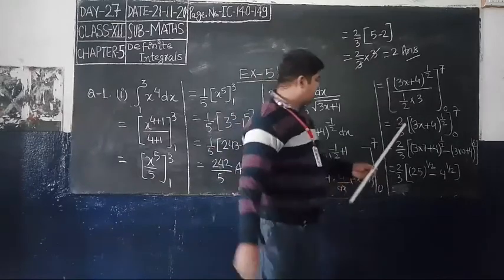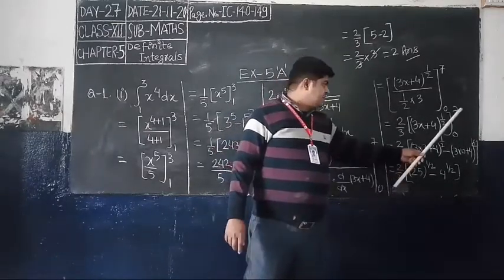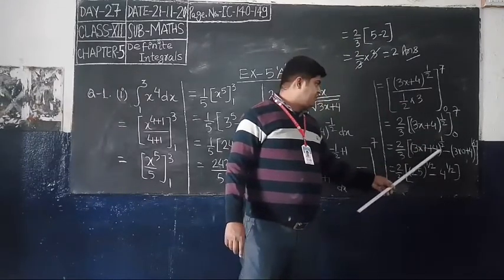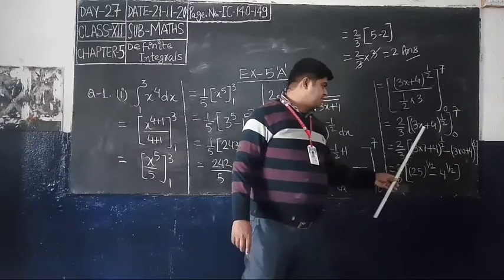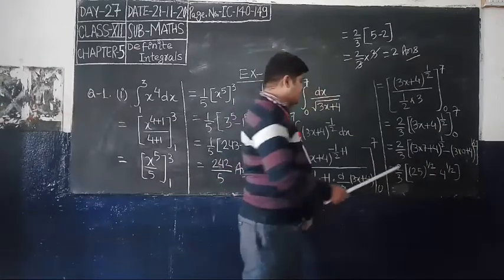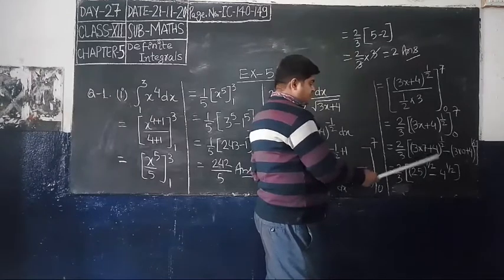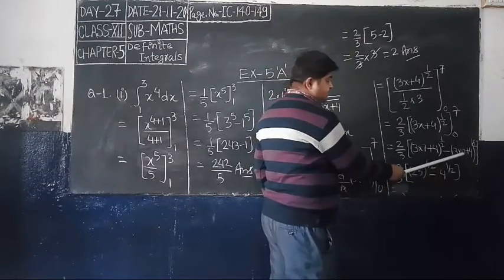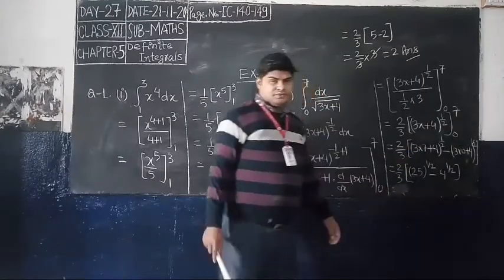Now this becomes 2 by 3. You will put the upper limit first: 3 into 7 plus 4 to the power half. Put a minus sign, then 3 into 0 plus 4 to the power half. Now this becomes 2 by 3, 7 threes are 21 plus 4, 25 to the power 1 by 2, minus 3 into 0, 0 plus 4, 4 to the power 1 by 2.